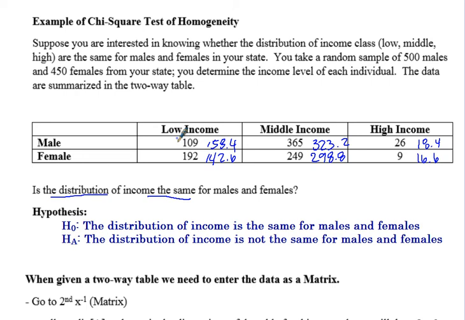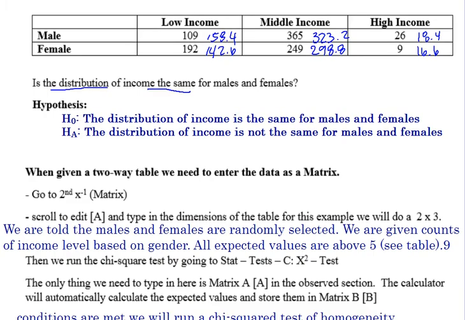When we say that the distributions are the same, what that means is, let's say that 40% of males were in low income, 50% were in middle income, and 10% were in high income. Then we would expect the distribution to be the same for females: 40% in low, 50% in middle, 10% in high. So our null is that the distribution of income level is the same for males and females. The alternate would be that they are not the same. To run this test, we're doing our 4-box method, so that's our box 1, our hypothesis.